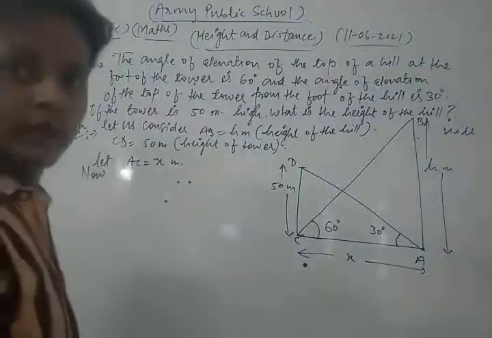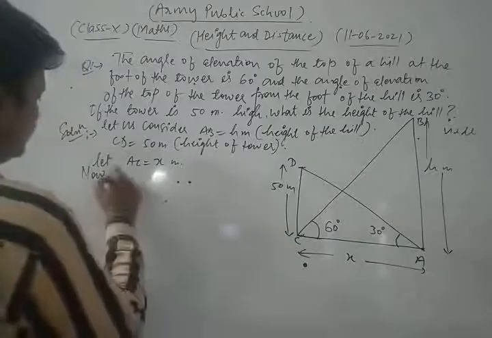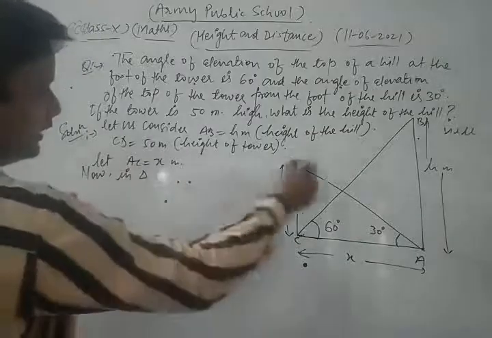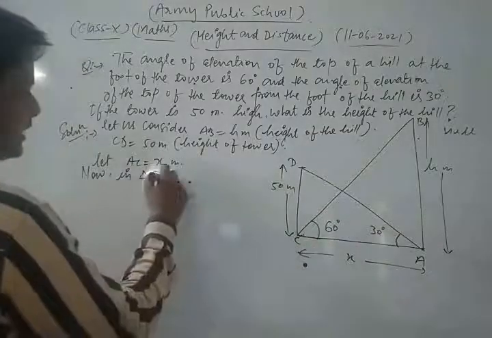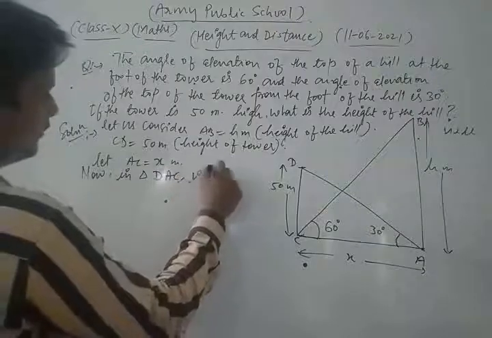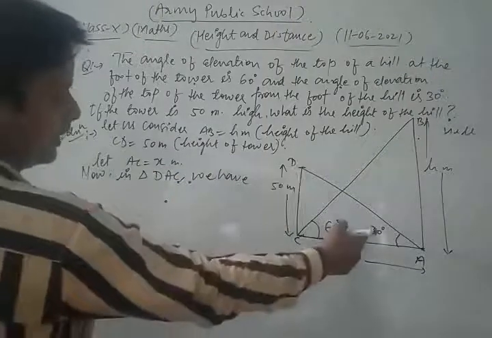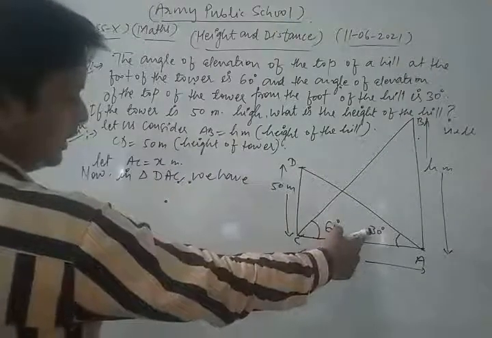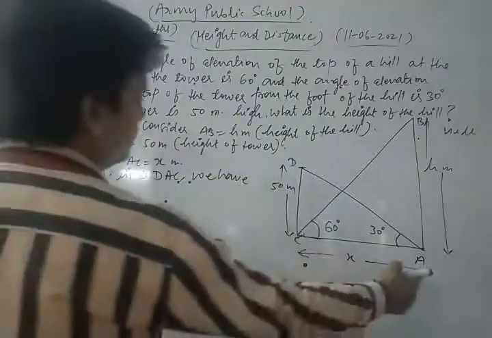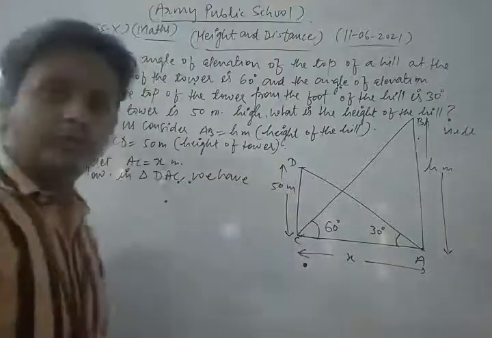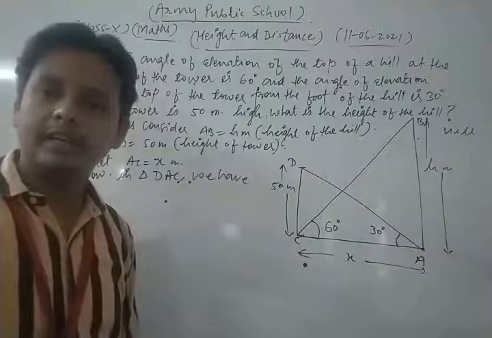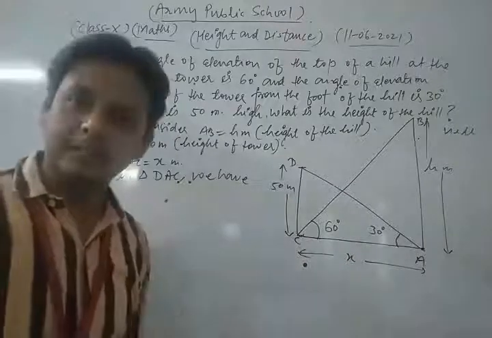Now, dear student, in triangle DAC, angle A is 30 degrees. This is the perpendicular and this is your base. Then which trigonometric ratio do we apply? We apply tan of angle A, that is tan of 30 degrees.